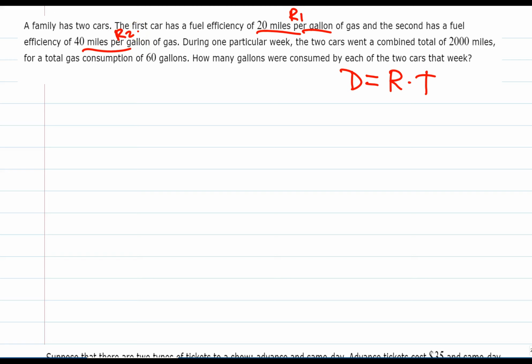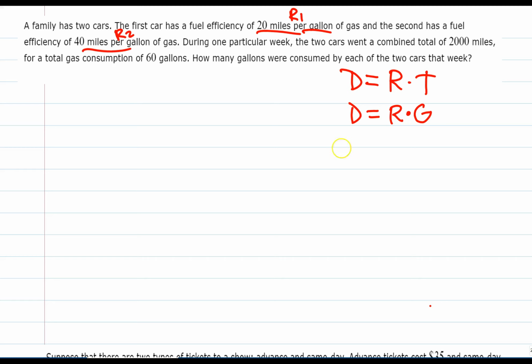So far so good? But we're not really dealing with the distance. We're dealing with miles per gallon, not miles per hour. It's different, right? So it's not going to be times time, okay? We will have a distance. We will have a rate, but it's miles per gallon, so it'll be times gallons, dirt, so to speak. Okay?